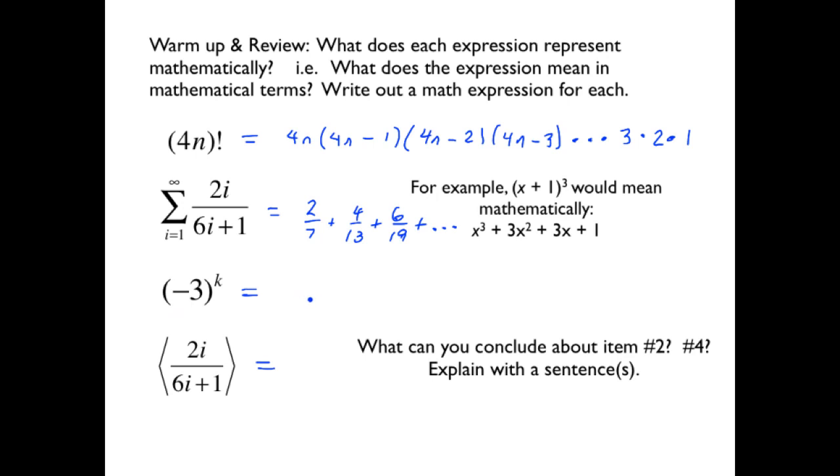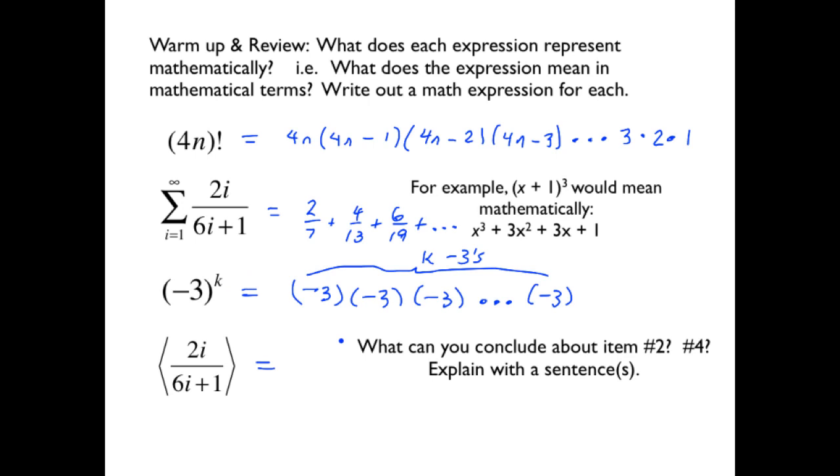You multiply k number of negative 3s together. Exactly. It means negative 3 times negative 3 times negative 3, and you keep going. And then somehow you just have to indicate that there's k of them, right? k negative 3s. That's what that means. It means multiply a bunch of negative 3s together. In this case, how many? k of them. So if I were to multiply by 2 more negative 3s, then what would this be? Negative 3 to the k plus 2. If I were to multiply by 1 less negative 3, negative 3 to the k minus 1.